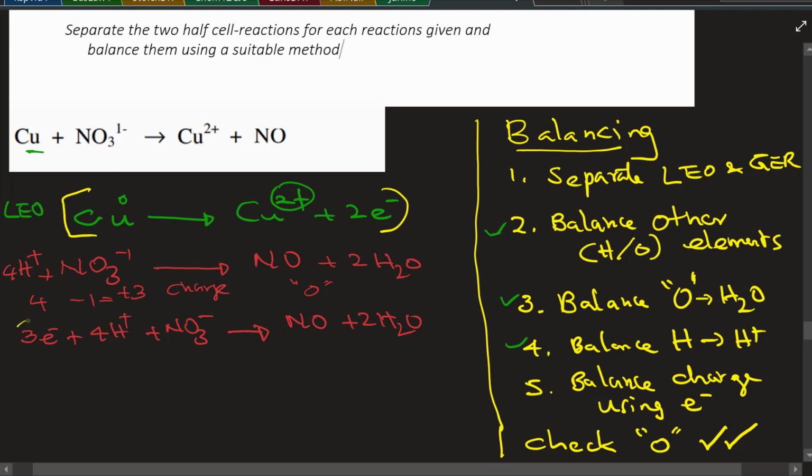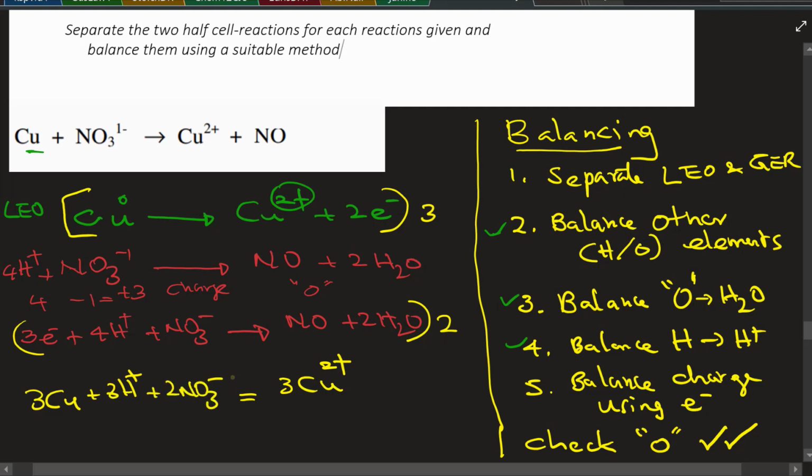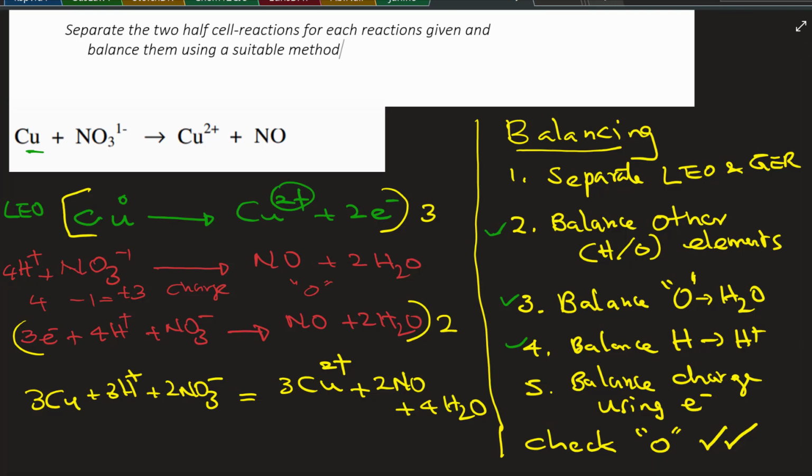Now you can balance the electrons with the least common multiple, which is 3 for the top one, and for the bottom one, it's 2. So now multiply by the number outside the bracket and put them together. First one, 3 copper goes to 3 copper 2 plus, right? And next one, 4 times 2 is 8 hydrogens, and 2 NO3 minus, and 3 copper 2 plus, 2 NO and 4 water. 2 times 2 water is 4 water. So now that's it. Now we just see if there is anything to cancel?